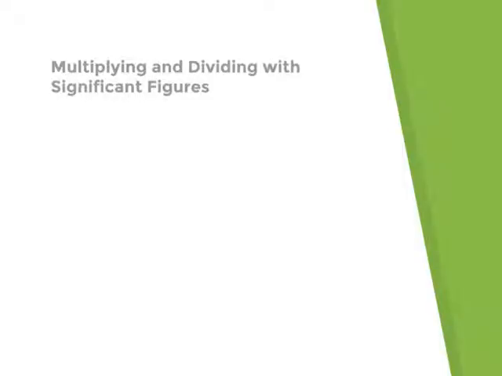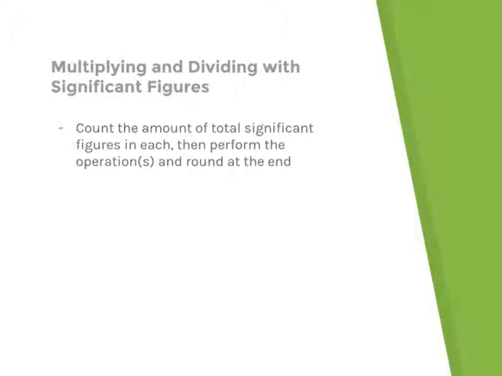So for multiplication and division, you're going to want to count the amount of sig figs in each number, and then perform your operations. Again, don't round first. And then, once you get to your final answer, round to the least amount of sig figs there are in your numbers that you just performed operations on. So with addition and subtraction, you only looked at numbers after the decimal, but this time you're going to look at the number as a whole.